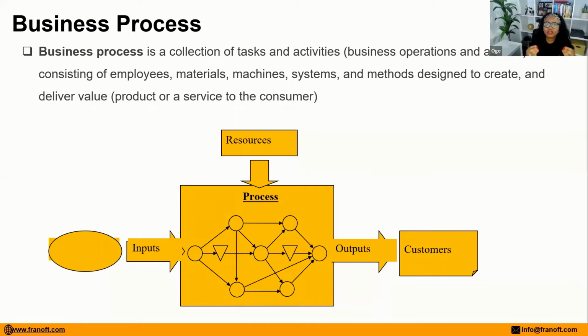So a business process is a collection of tasks and activities, basically business operations and actions. And it involves human beings, the employees that are involved in driving or executing that process. You may involve materials, raw materials, if it's a production process. It may involve machineries, systems, technology tools, and other inputs you can think of. And it's designed to create or deliver value, which is the end goal. Every organization is looking to deliver or create value for their stakeholders, which can be internal or external stakeholders.